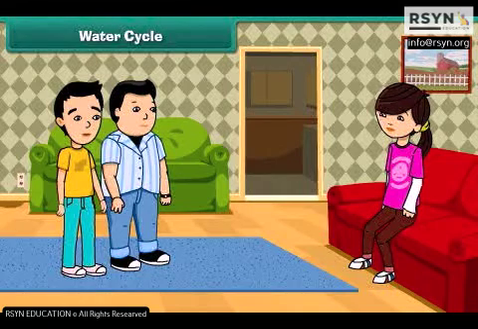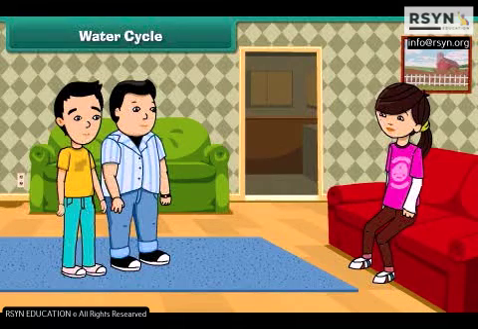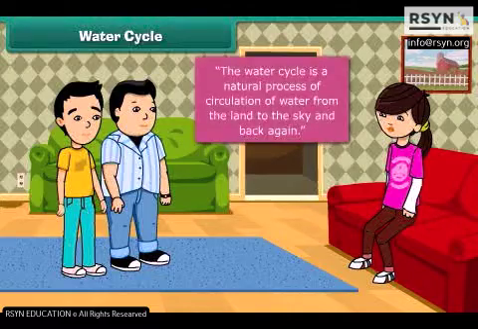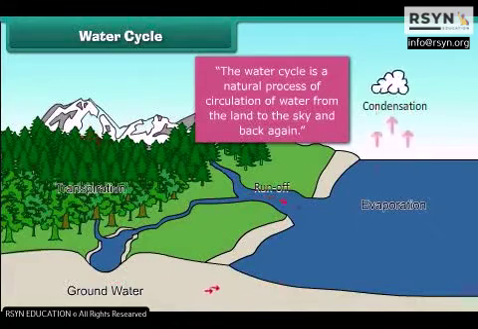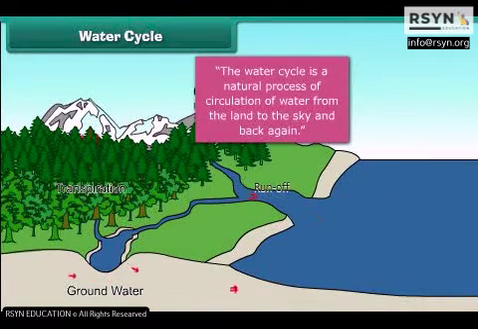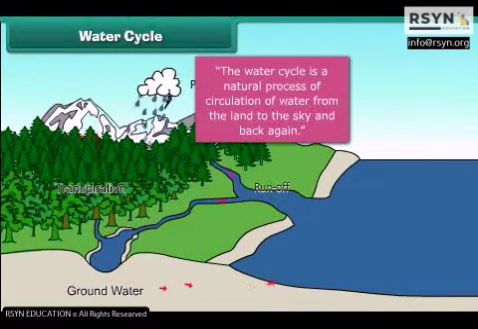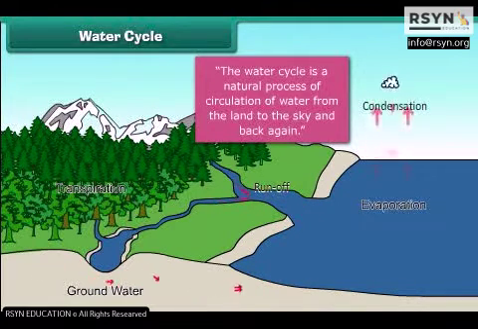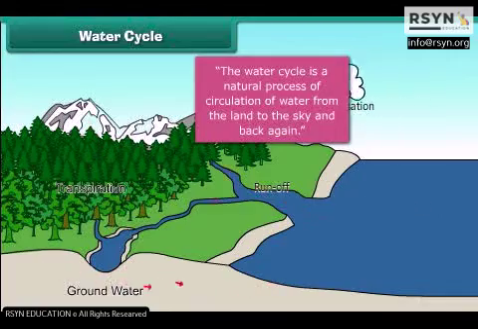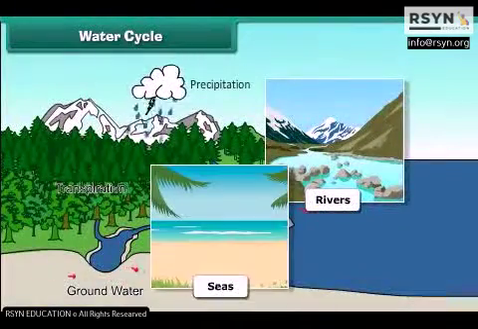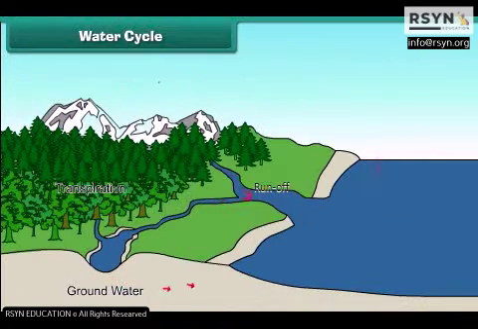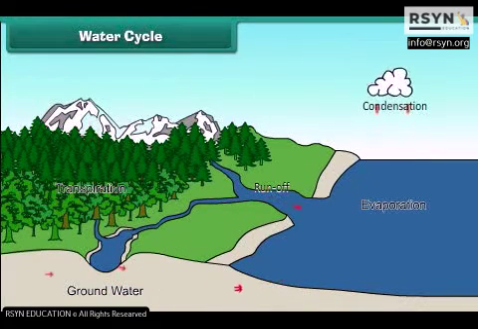Sister, yesterday you also told me about the water cycle. Please tell us more about it. Okay, the water cycle is a natural process of circulation of water from the land to the sky and back to the land. In this process, water in water bodies like rivers, seas, and oceans gets heated up by the sun and forms water vapors.